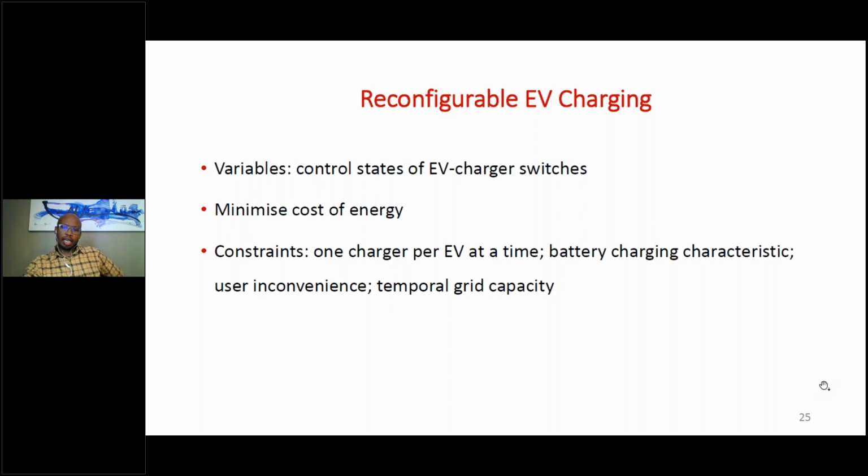This just means that there are certain users who are flexible, so they can park their cars for longer than they had planned to. If they do that, that means we could change our charging profiles based on their specifications. And then the last constraint is the temporal grid capacity. Here it just means that the transformer capacity changes over time because there are other loads connected to the transformer.